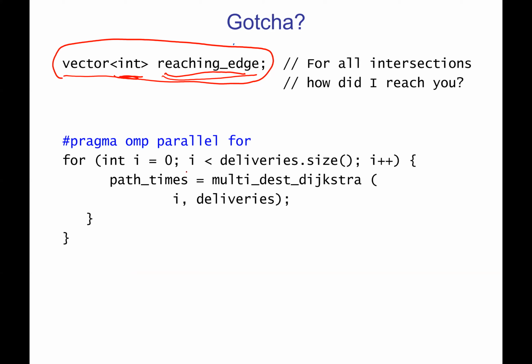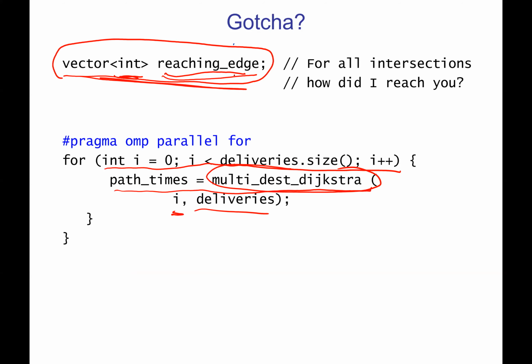And now we basically take our pathfinding algorithm, which is going to go through all of our deliveries, and for every start location, it's going to invoke a multi-destination Dijkstra path search, starting at that location and going to all the other deliveries. And this path search algorithm, this multi-dest Dijkstra, is using this reaching edge.